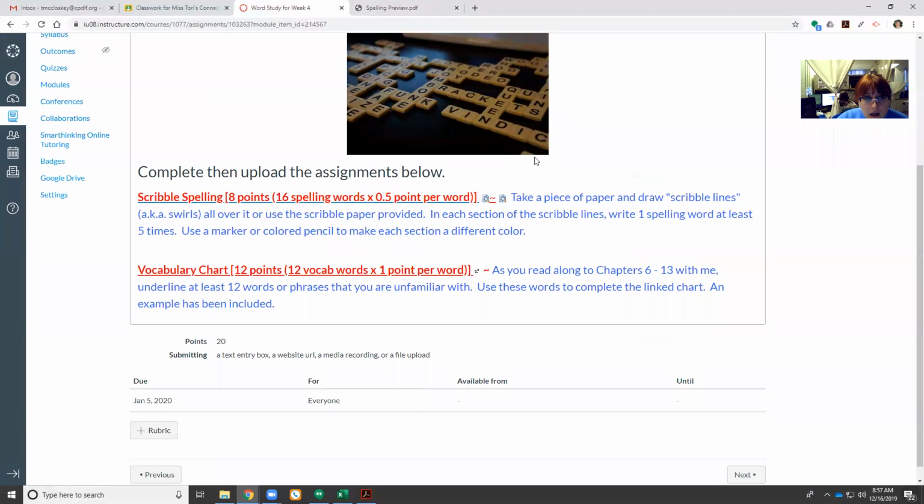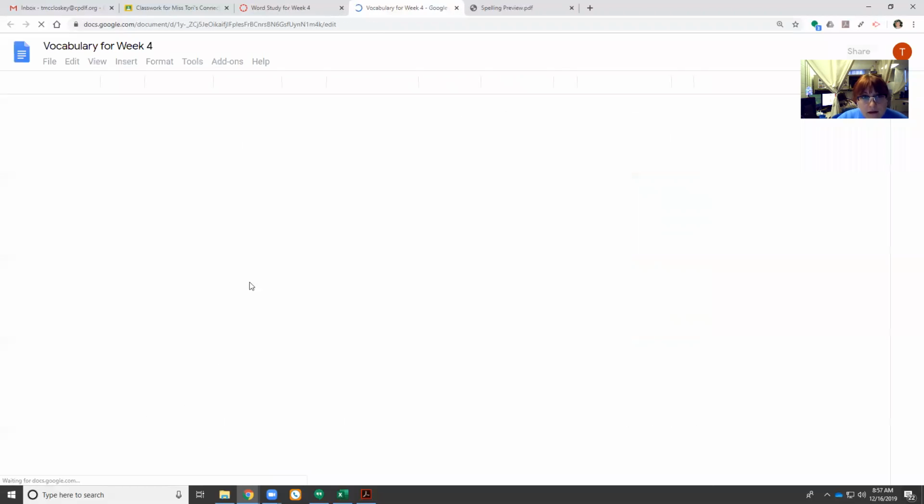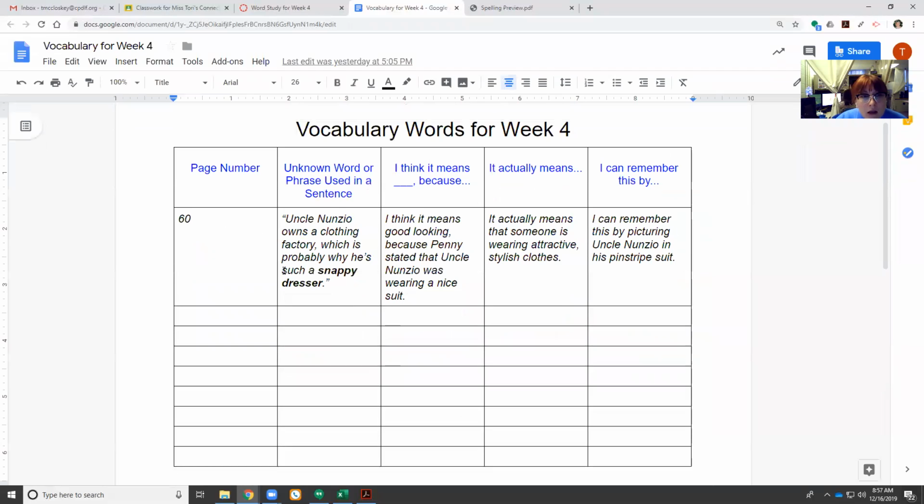Okay? And for vocabulary, you notice I don't have a link up here. That's because for your vocabulary assignment this week, you're choosing your vocabulary words. So as you read, you will underline words in the book that you're like, oh, I'm not really sure what this means. You can underline or highlight. It's your book. You do you. I recommend underlining because it's easier to erase.